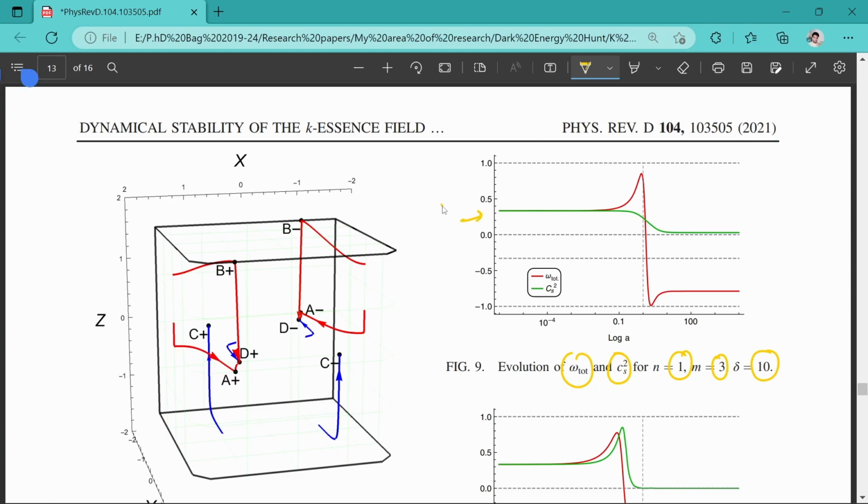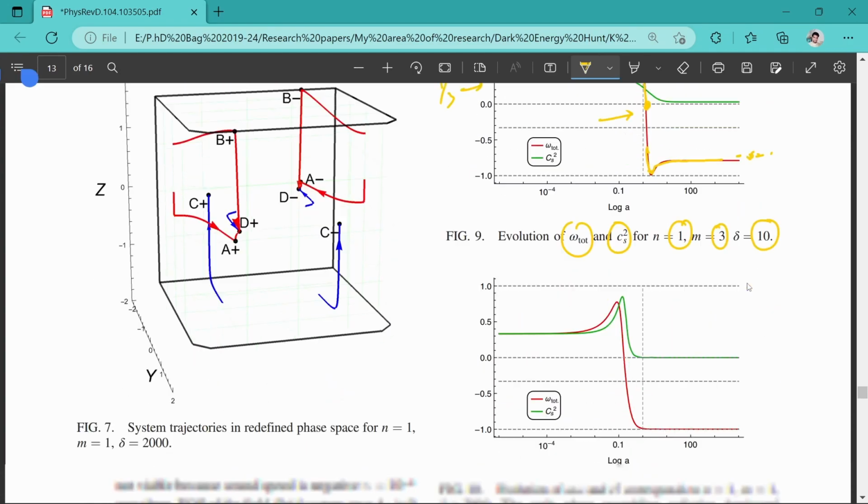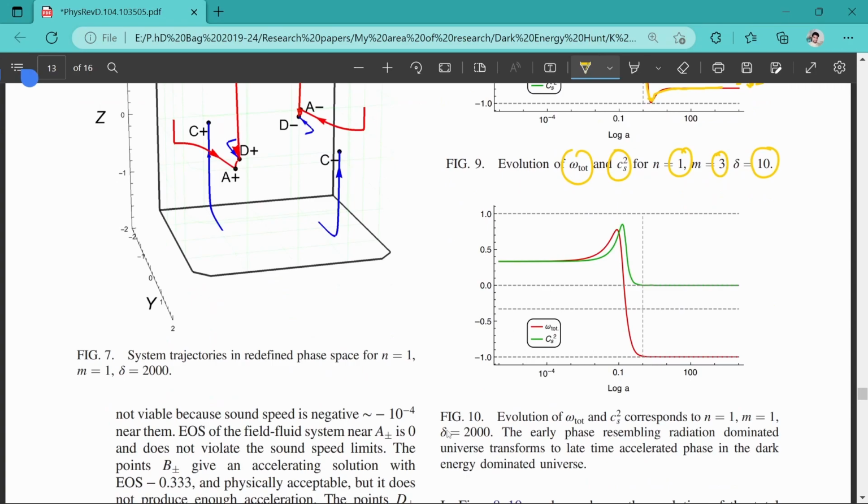So it is starting from 1/3, going to the sharp change. Okay, so this omega total is for some time non-accelerating, and then going towards the 0 phase, and then hitting -1, and then again converging towards -0.8. And if you use a much larger value of delta, for example 2000, then it is converging towards the -1 point. Okay, and similarly in the late time phase, the cs square sound speed also becomes 0.